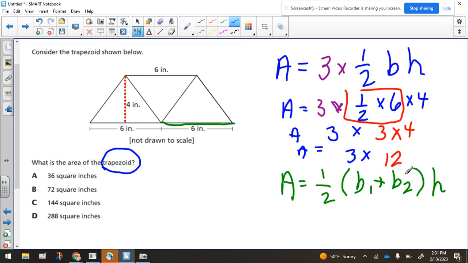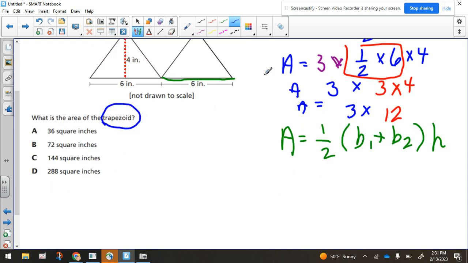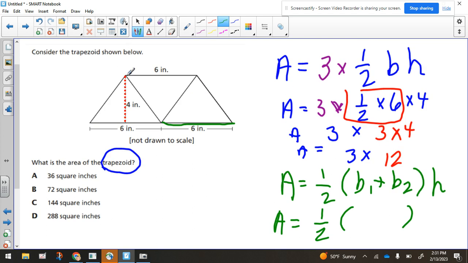Now, some of you may say, well, what about using the formula for area of a trapezoid, which looks like this? It's half of the sum of the parallel sides, which we call base 1 plus base 2, times the height. We can use this formula. If we use this formula, we would substitute in the bases, but you'd have to figure out what one of the bases is, because this top one would still be 6. But what about the one on the bottom? We would have to add 6 plus 6, which would end up being 12.